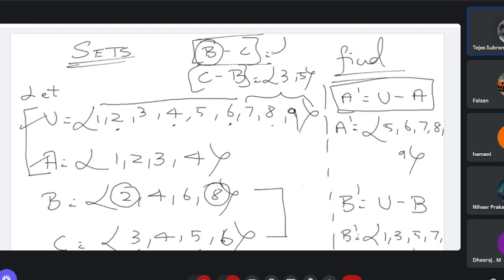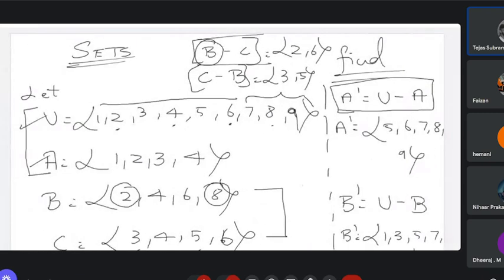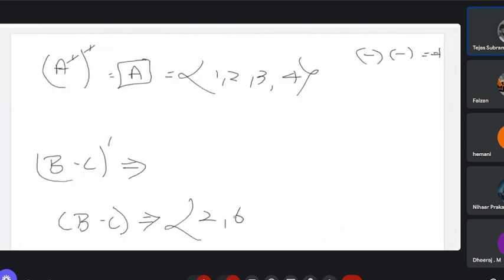But my question was B minus C. So the answer will be 2, 8. I'll go back to my place. B minus C's answer I found: 2, 8. Okay. I found B minus C, but they're asking the whole complement. Never get confused. Whole complement, the comparison is always with respect to the universal set. Okay. So universal set was 1, 2, 3, 4, 5, 6, 7, 8, 9.